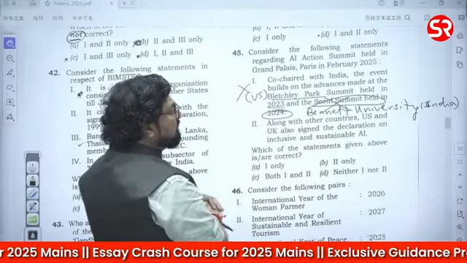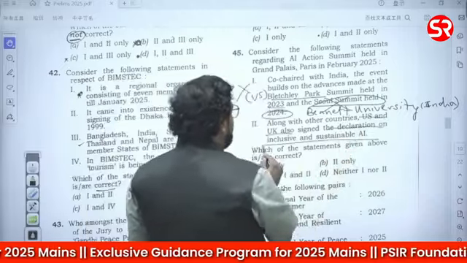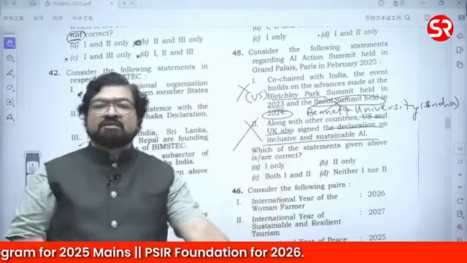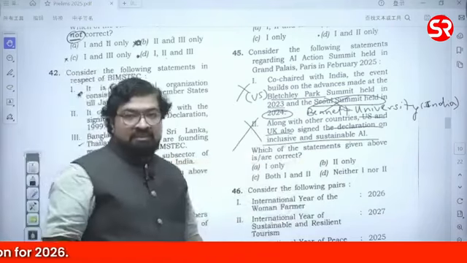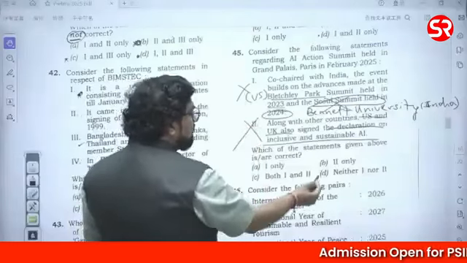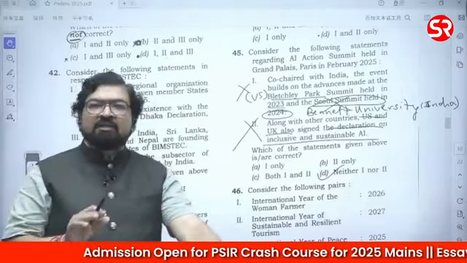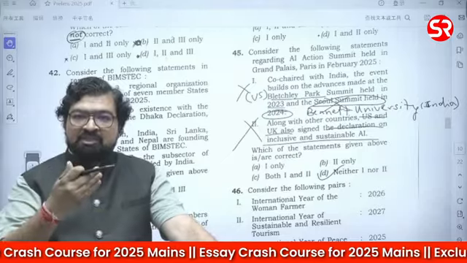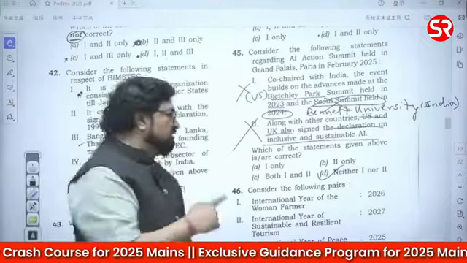Now, along with other countries, the US and UK have also signed the Declaration on Inclusive and Sustainable AI. That is wrong. The US and UK, two countries, declined to sign the Declaration on Inclusive and Sustainable AI, which India was promoting there. So both the statements are wrong. Answer is D, neither 1 nor 2. Every year in the prelims exam, a minimum of one question of this two-statement type has the option neither 1 nor 2, D as an answer. So D is the answer here.